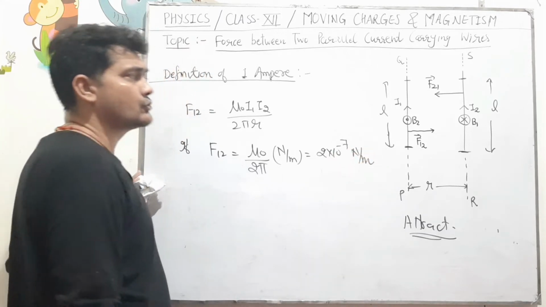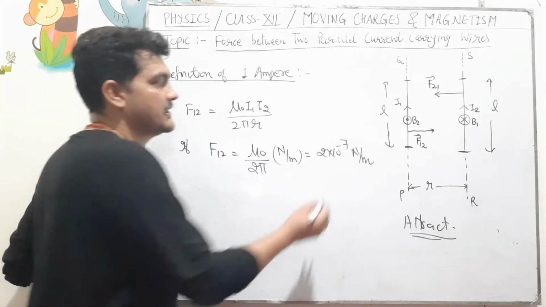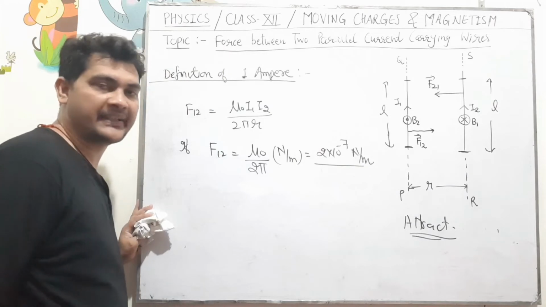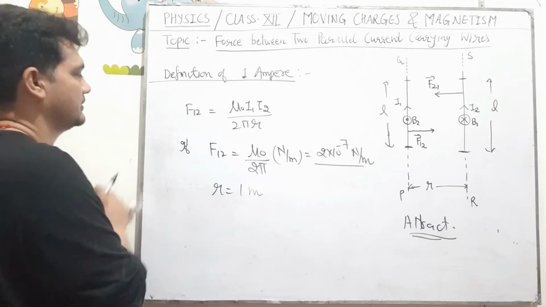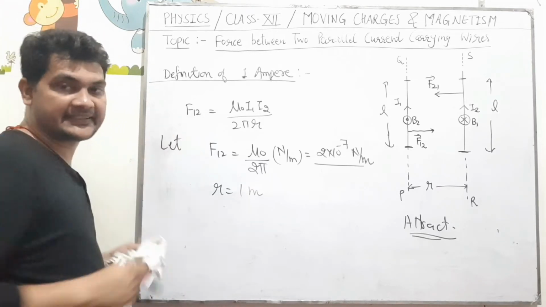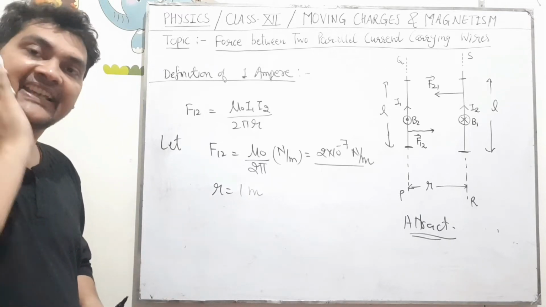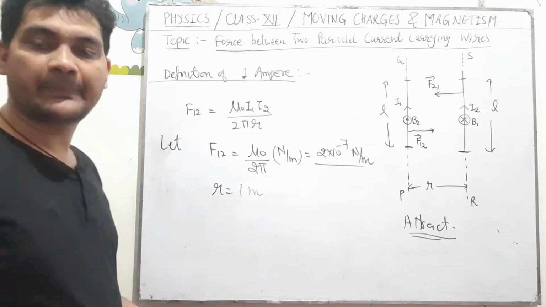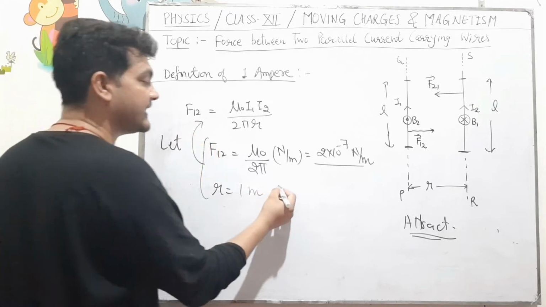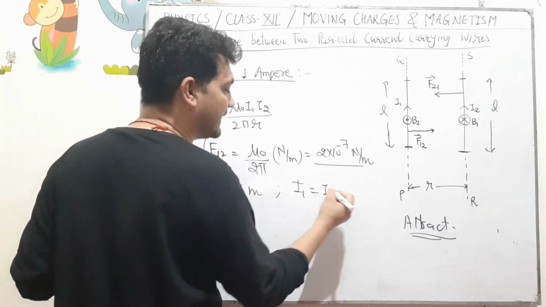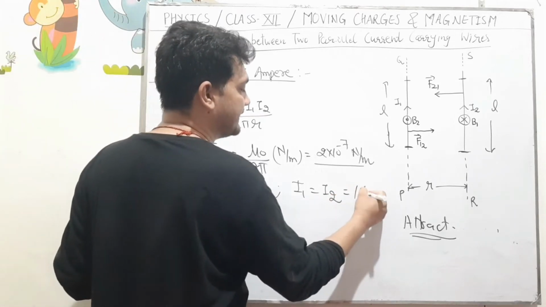Suppose there are 2 infinitely long wires, and force per unit length on the wires is given by this, 2 into 10 raised to power minus 7 Newton per meter, and separation between the wires is 1 meter. Suppose this is the case. Separation between the wires is 1 meter and force per unit length on the wires is mu naught by 2 pi Newton per meter. Then what happens? Let us put these values here. And I1 and I2 are equal. Then you will find that these I1 and I2 are equal to 1 ampere.